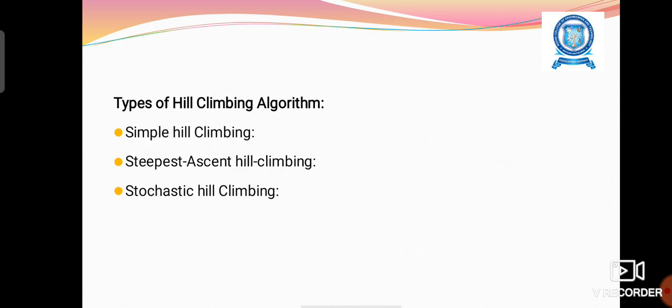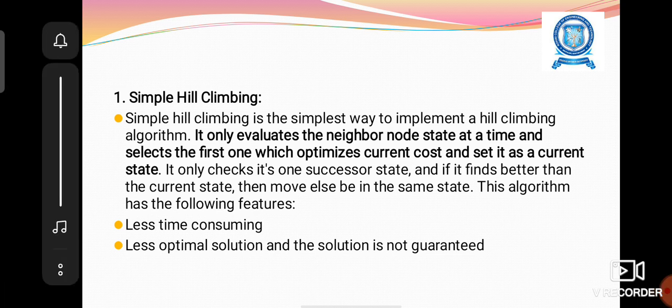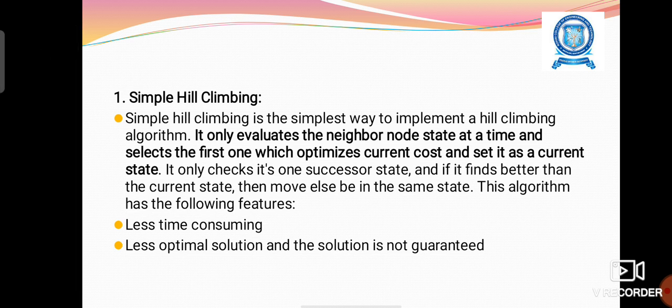There are three types of hill climbing algorithms: simple hill climbing, steepest-ascent hill climbing, and stochastic hill climbing. Simple hill climbing is the simplest way to implement a hill climbing algorithm. It only evaluates the neighbor node state at a time and selects the first one which optimizes the current cost and sets it as the current state.